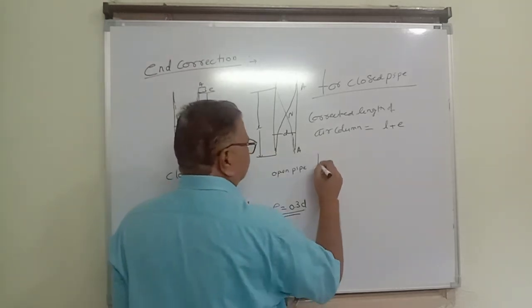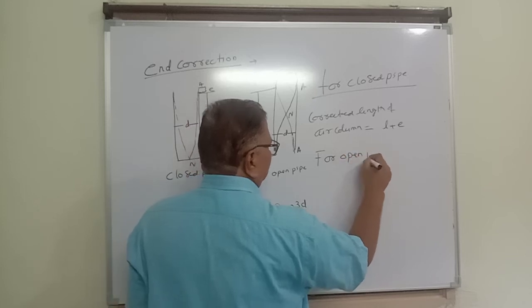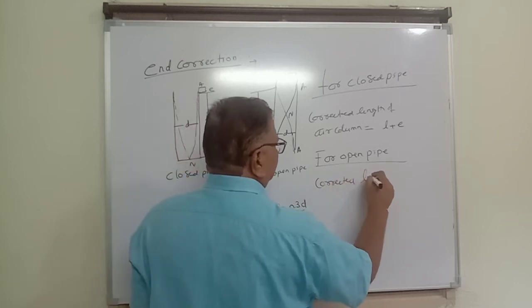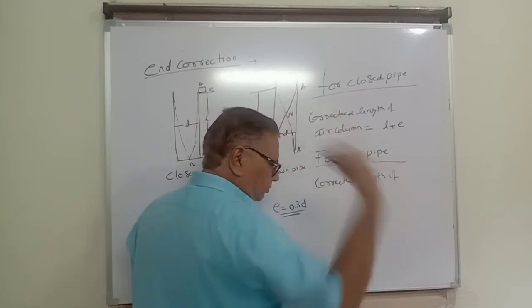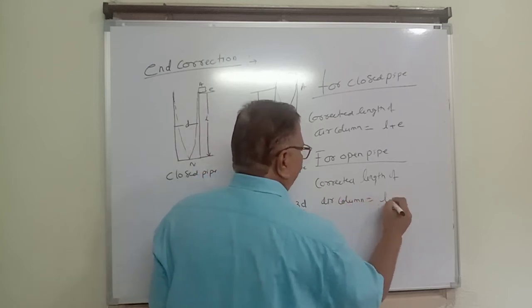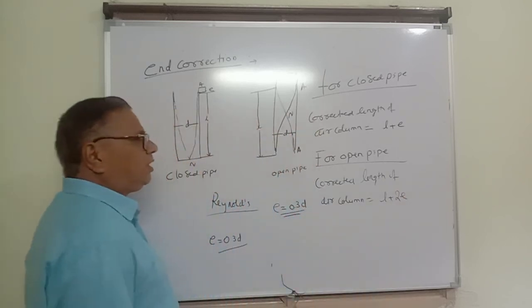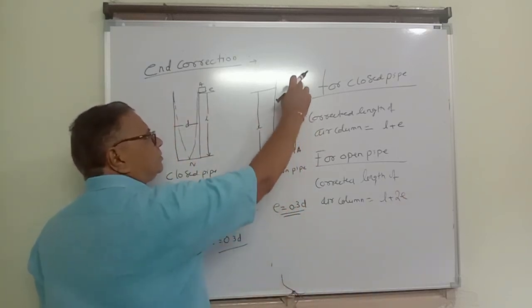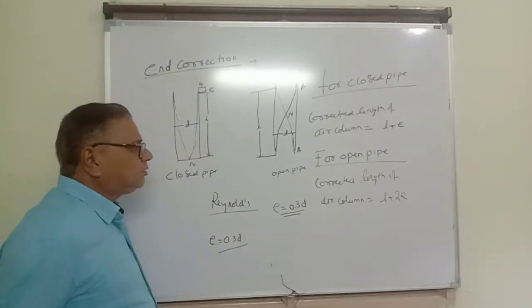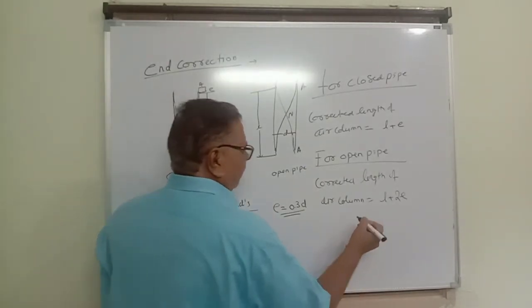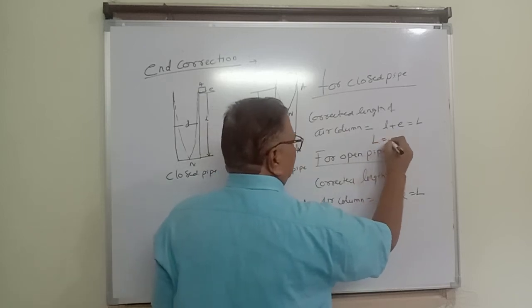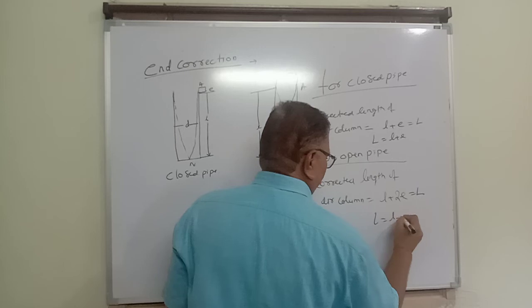For an open pipe, the corrected length of air column is equal to l plus twice E, because the correction has to be applied on both sides, in the upward direction and the downward direction. So the corrected length for a pipe open at both ends, denoted as capital L, is equal to small l plus 2E.